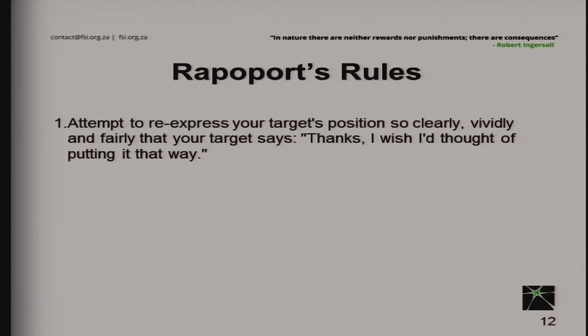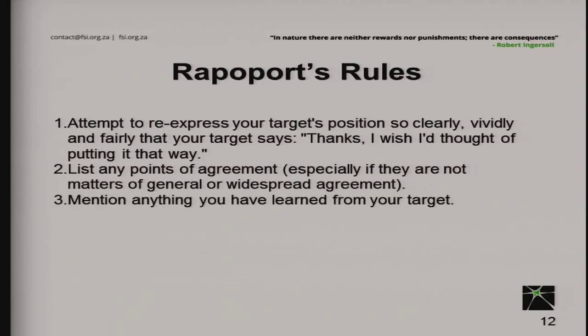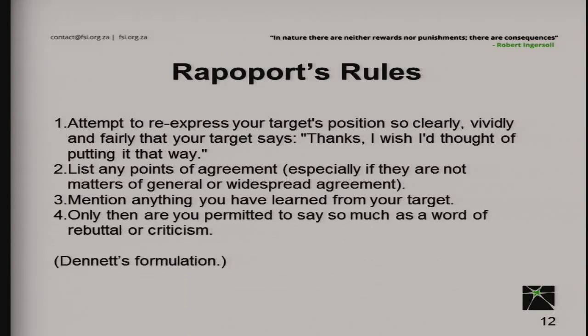When engaging with an argument, with an opponent, Rappaport's rules invite us to do the following. First, attempt to re-express our target's position so clearly, vividly, and fairly that they say, "Thanks, I wish I'd thought of it." Secondly, list any points of agreement, especially if they're not matters of widespread or general agreement. Third, mention anything that you might have learned from your opponent. And only then are you permitted to start with rebuttal or criticism.